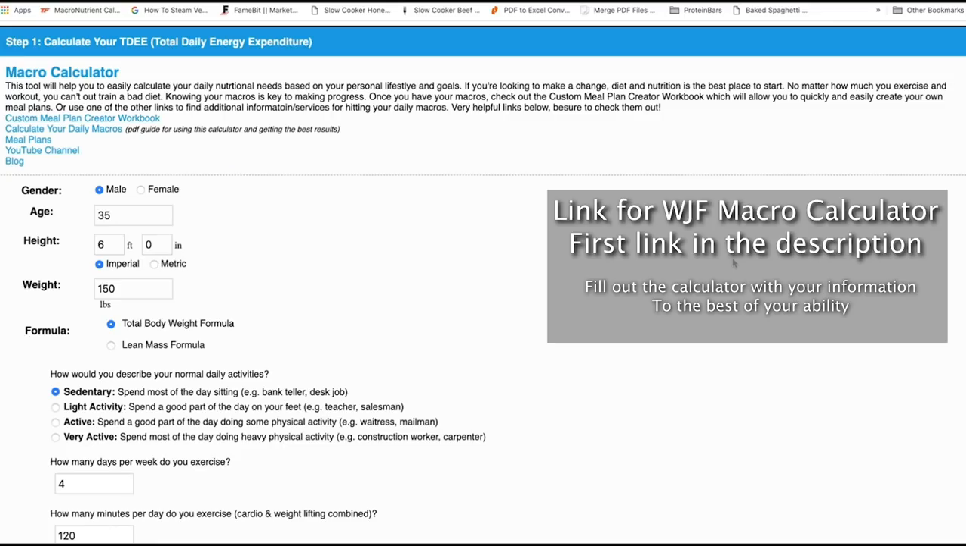So yeah, there's just two ways. There's a manual way and there's using the online calculator. So let's take a look at using the online calculator. I'll show a quick example so you can follow along. You can enter your own information if you would like.